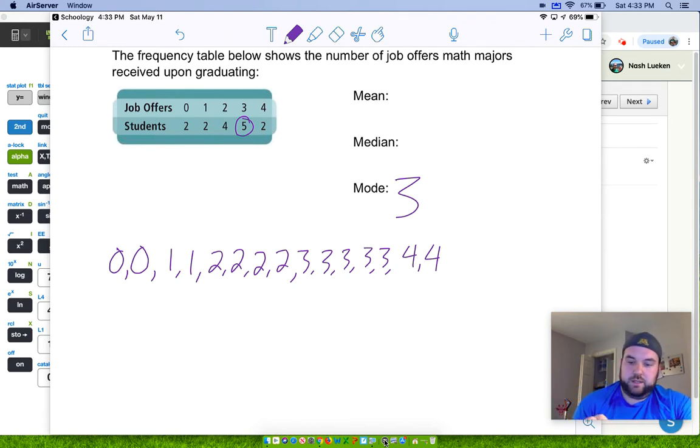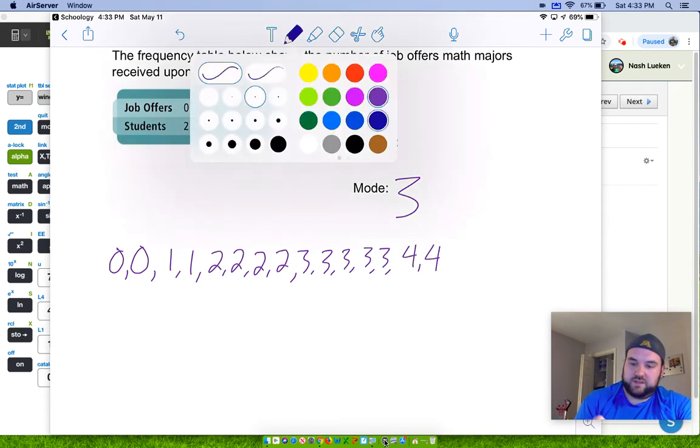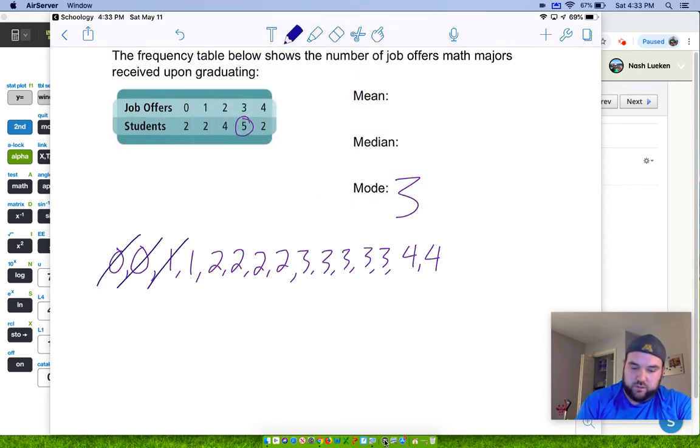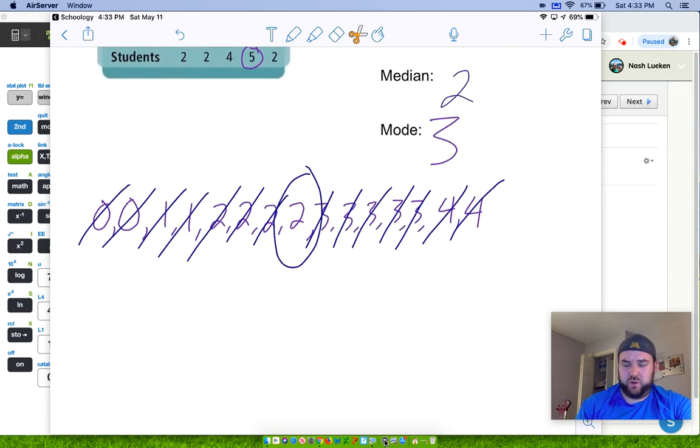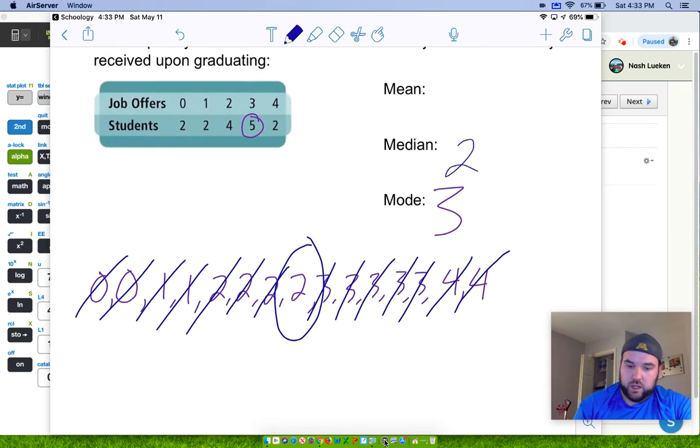The median, again, I could just go ahead and cross these things out. 1, 2, 3, 4, 5. 1, 2, 3, 4, 5. 1, 2, 1, 2. So I have 2 in the middle there. So 2 is my median. And then finally we have the mean. The mean is the only one that's kind of annoying to do.